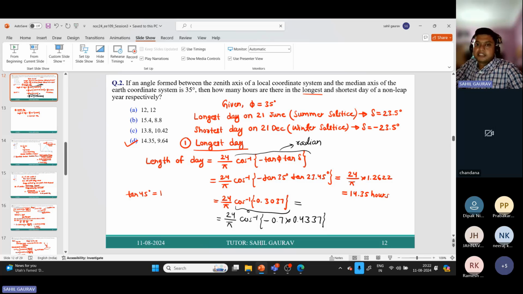And anyway, if you are not getting the answer in a reasonable range, like the number of hours being more than 24, or more than 15 or 16, then it is obviously incorrect, because the length of a day cannot be that long. So you have to check that you made a mistake somewhere.